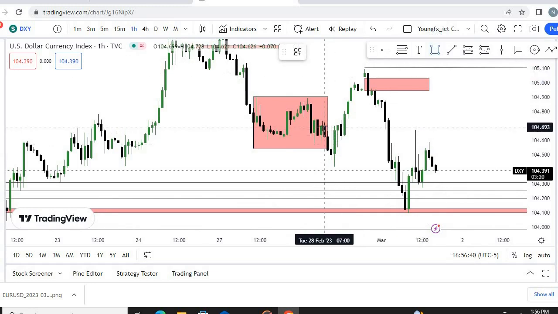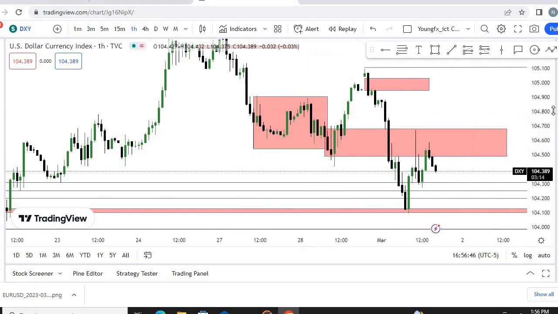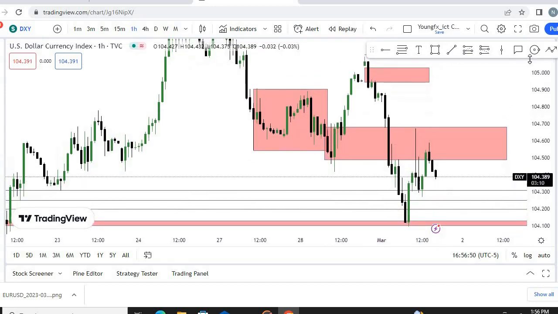Here is a breaker block. Once price gets to the breaker block, you can see there are also some valid entries as price drops to the downside. Price is dropping to the downside.